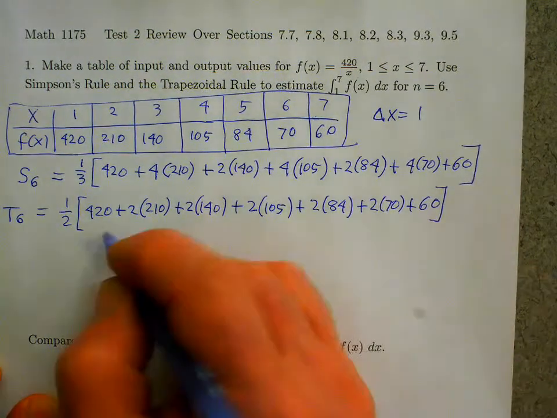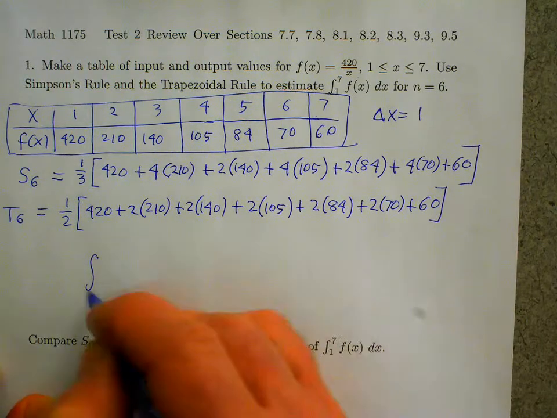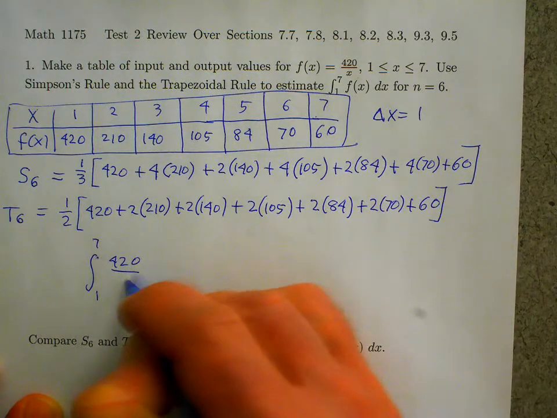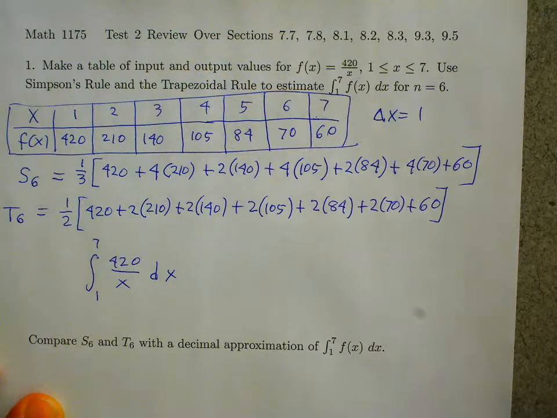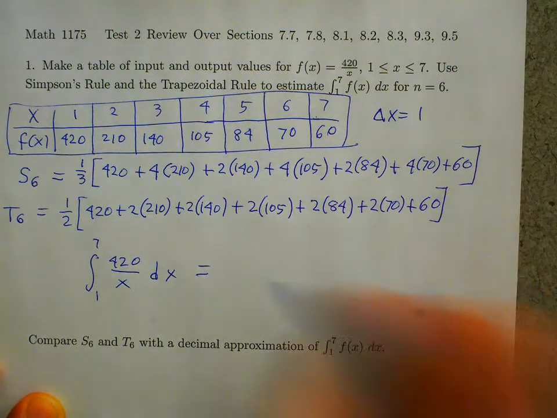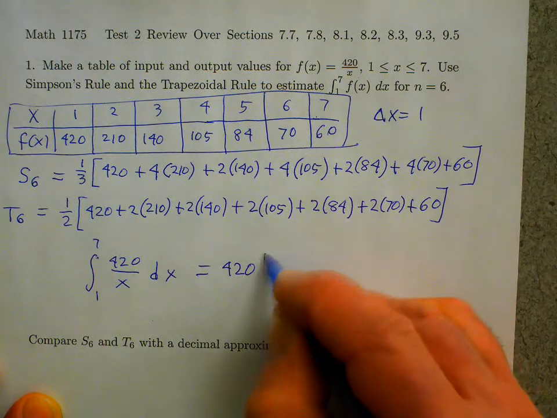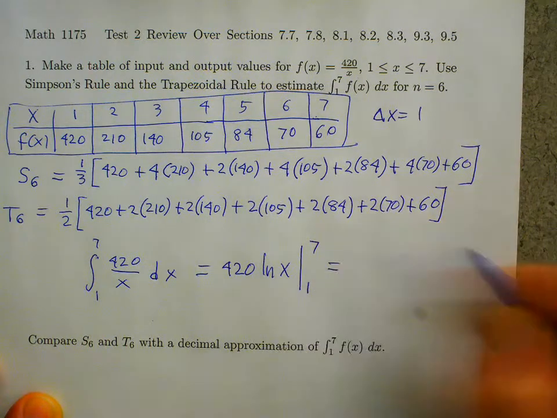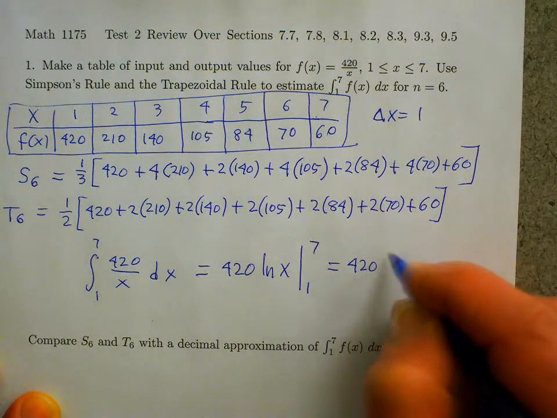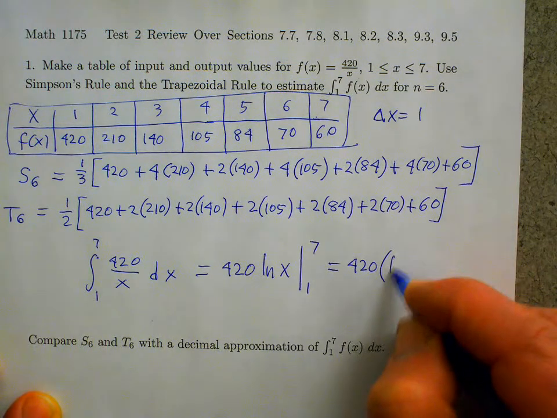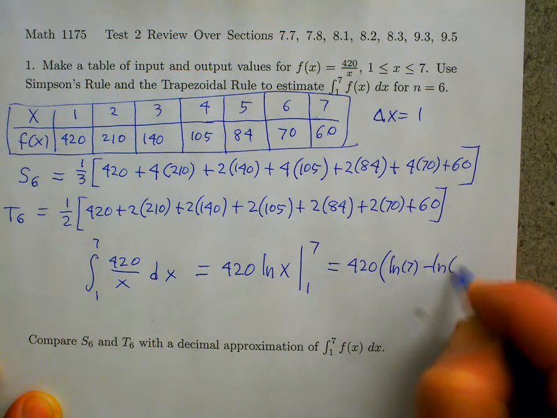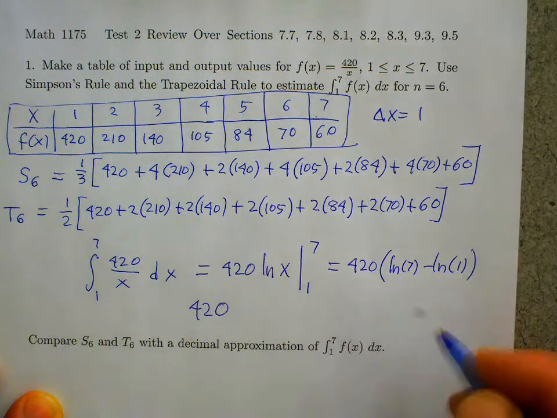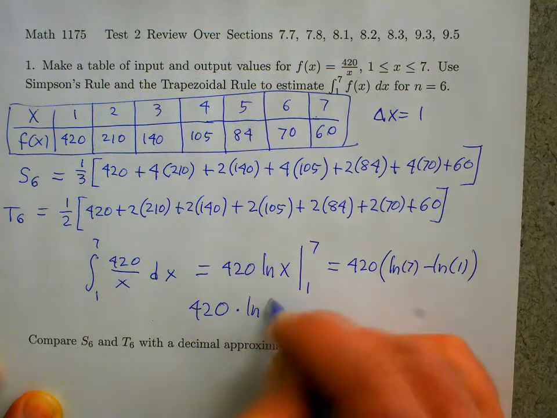Okay, but by hand we can evaluate the integral of 420 over x dx from 1 to 7. So the antiderivative is 420 times the natural log of x, and we evaluate that from 1 to 7. So we get 420 times the quantity, the natural log of 7, minus the natural log of 1. The natural log of 1 is 0. So 420 times the natural log of 7.